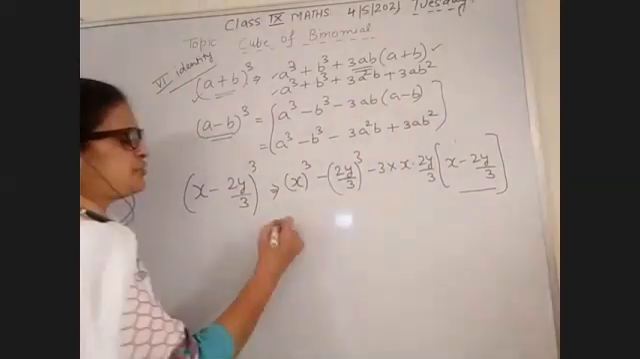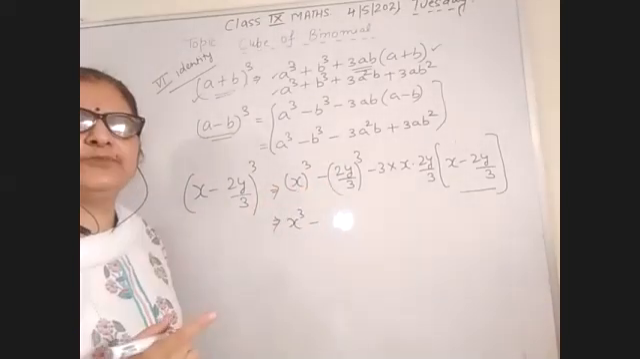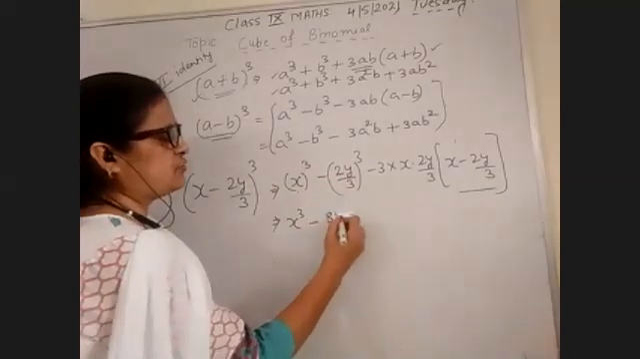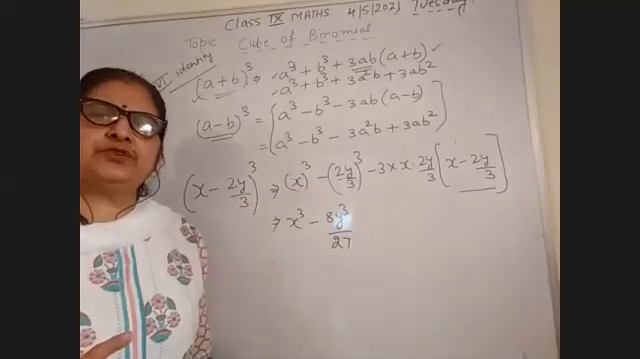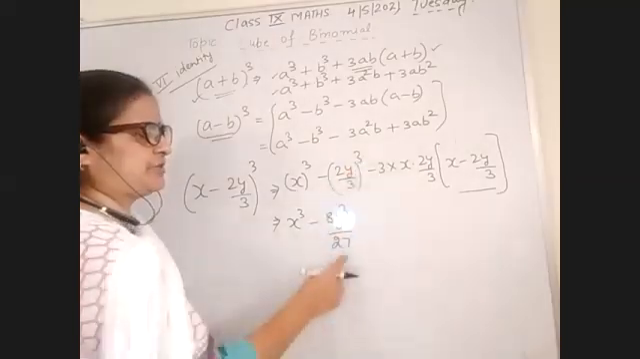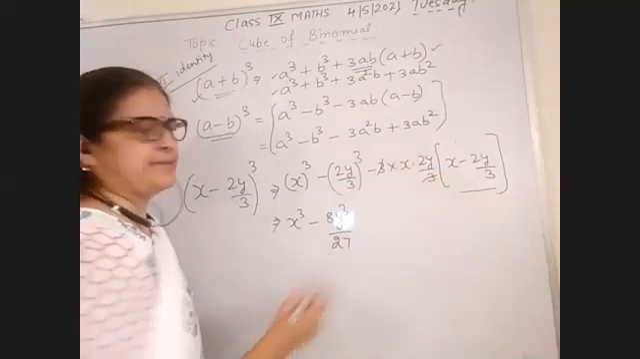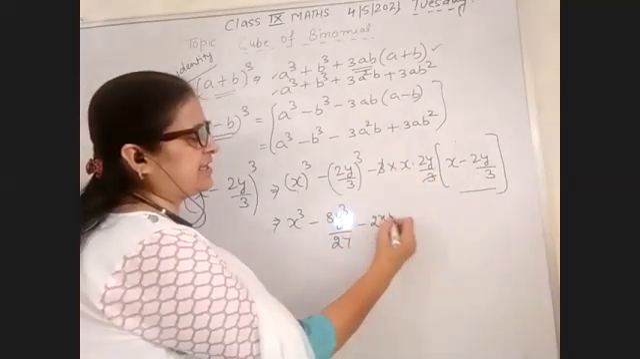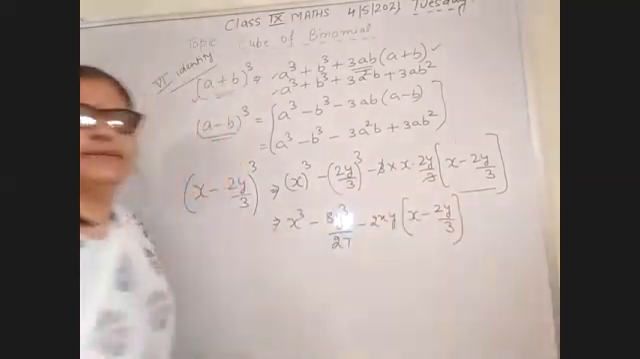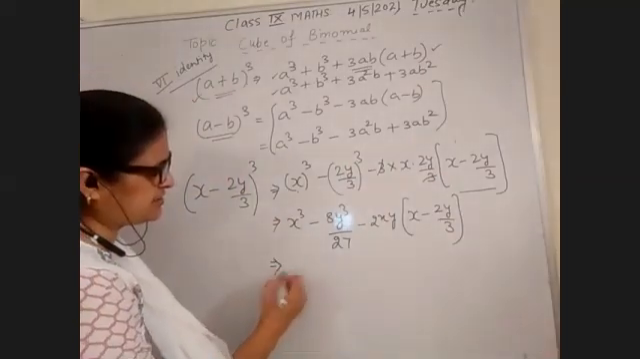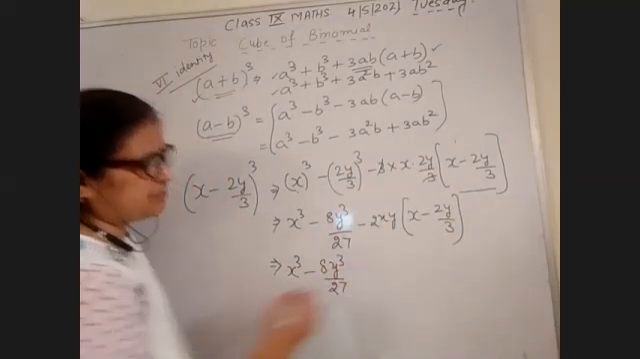Now how will you expand this? X cube minus, when you expand 2y upon 3 whole cube, it is equal to 8y cube upon 27. 2 cube is equal to 8, y cube is y cube, and 3 cube is equal to 27. And the 3 cancels with the 3, and it is equal to minus 2xy, in bracket you will write x minus 2y upon 3. Now how will you solve this again? X cube minus 8y cube upon 27.